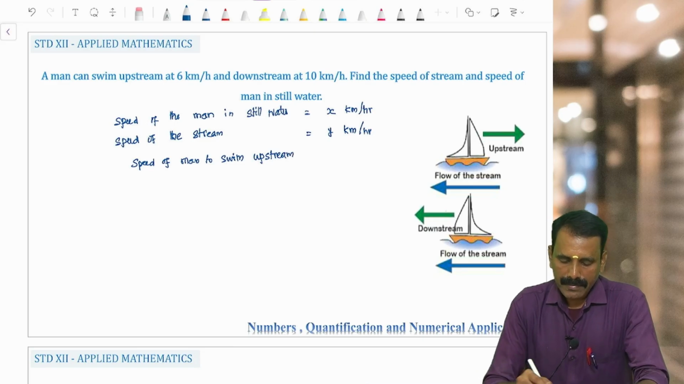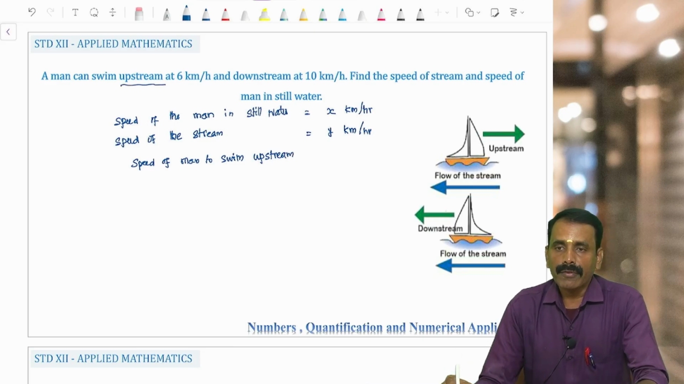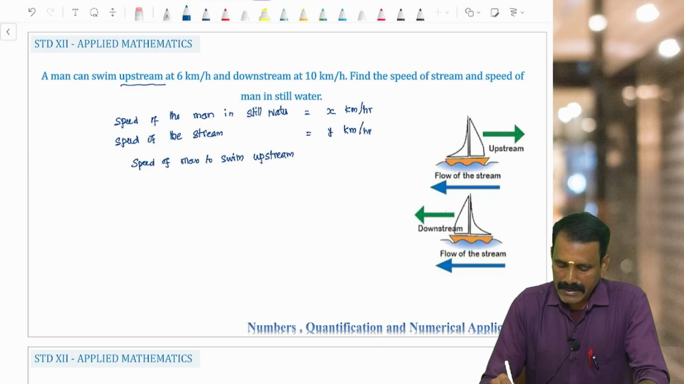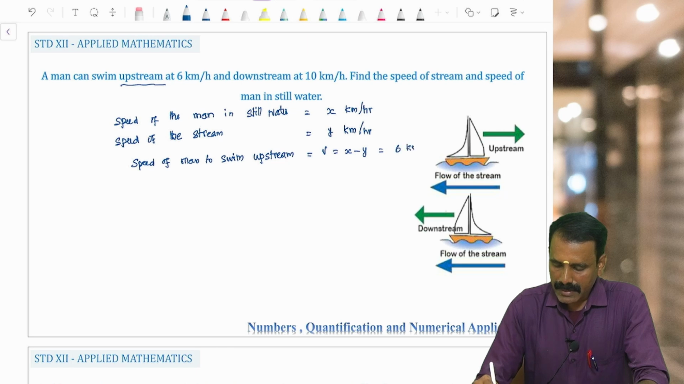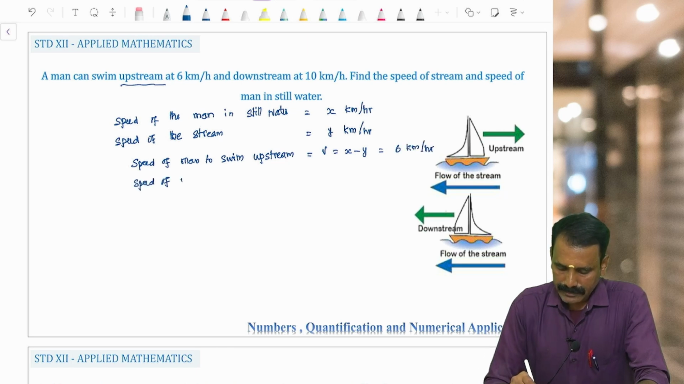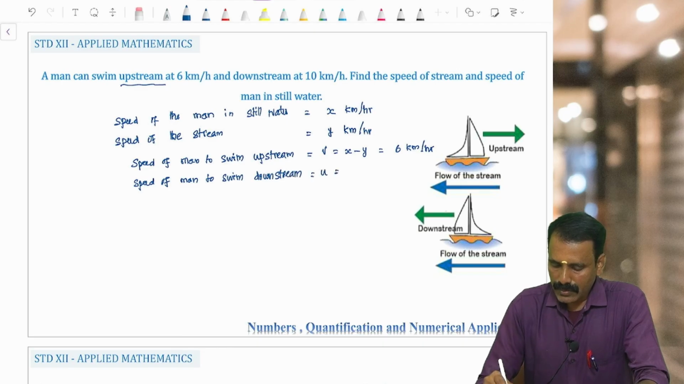What happens in upstream? Upstream is swimming against the flow of the water, so the speed gets reduced. So we take v is equal to x minus y, and it is given to us, upstream is given as 6 km per hour. Speed of man to swim downstream, we take this as u, and it is given by the value x plus y.